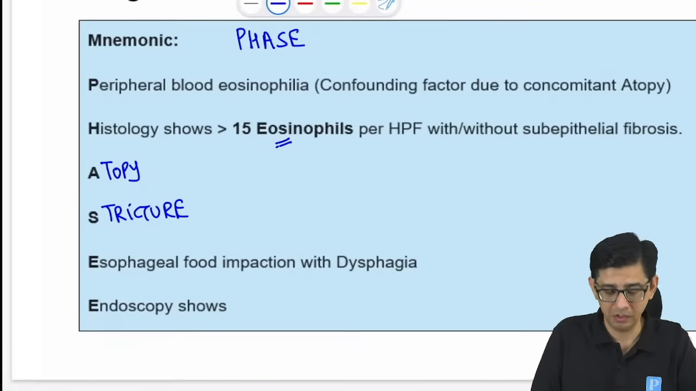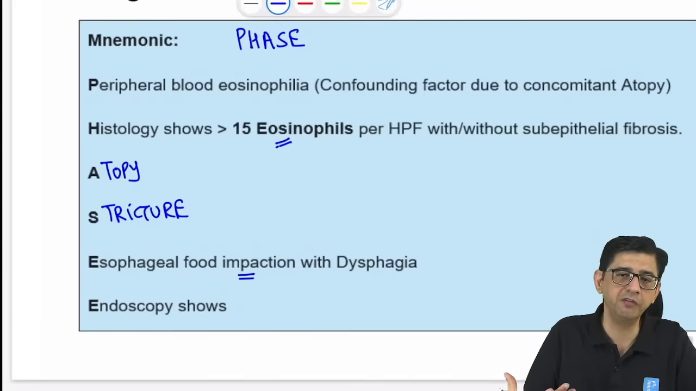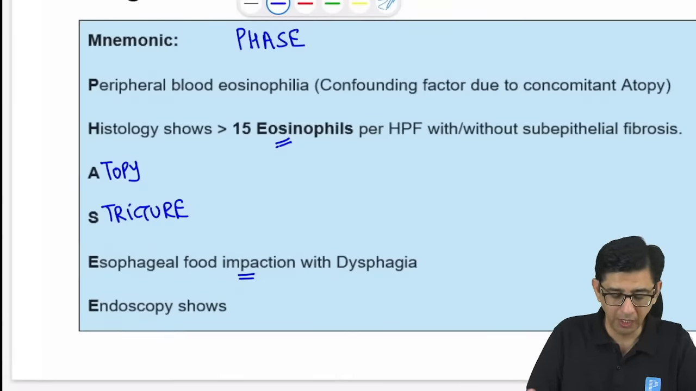Because of the stricture, there is an esophageal food impaction with dysphagia, and the symptoms tend to increase, especially when the patient is taking proteins. And then endoscopy per se will be showing features of trachealization of the esophagus.